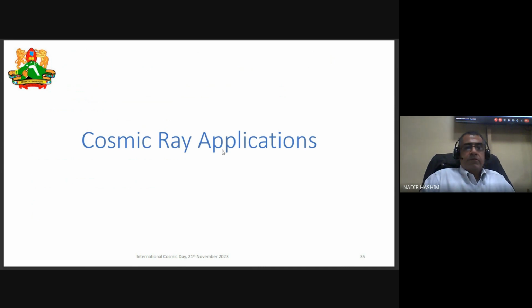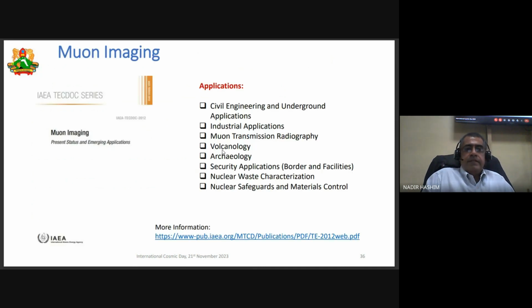More applications of cosmic rays are in the fields of engineering. That means civil engineering, underground applications, industrial applications, muon transmission, radiography, volcanology, archaeology, and security applications. That means border control and facilities. You can use cosmic ray muons to image these. You can also use them for nuclear waste characterization and also nuclear safeguards and materials control.